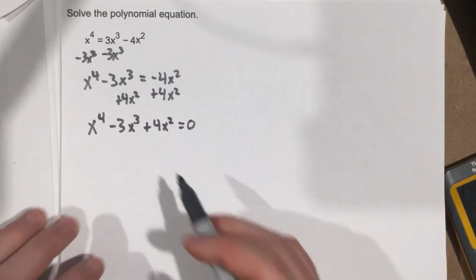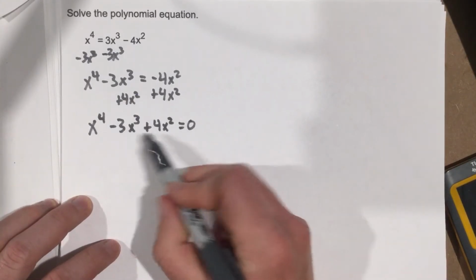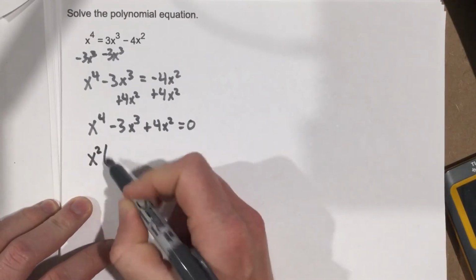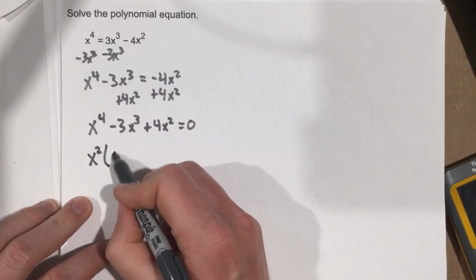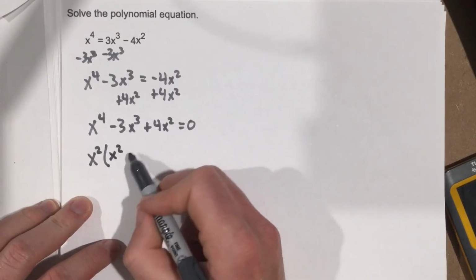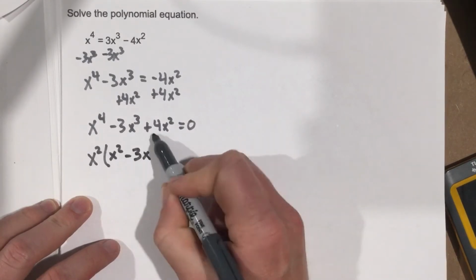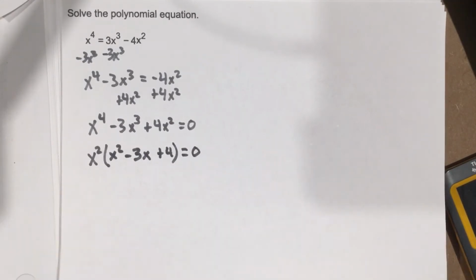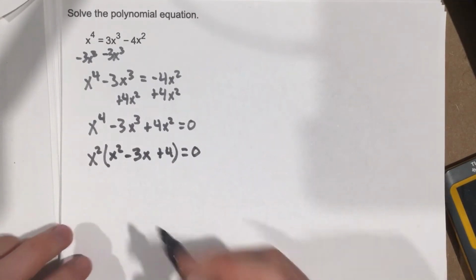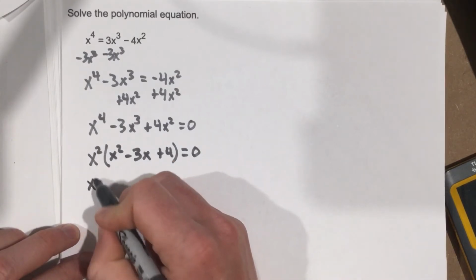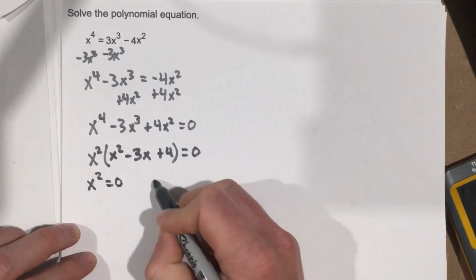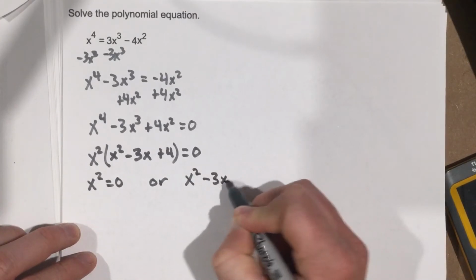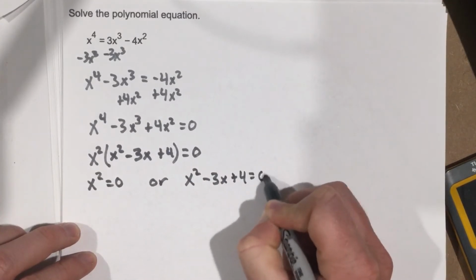Now I'm going to try and solve this by factoring because I see that I have x squared in each term, so I'm going to factor out x squared, leaving just x to the second power minus 3x plus 4. All of that equals 0. Zero product property from here, so x squared equals 0, or x squared minus 3x plus 4 equals 0.